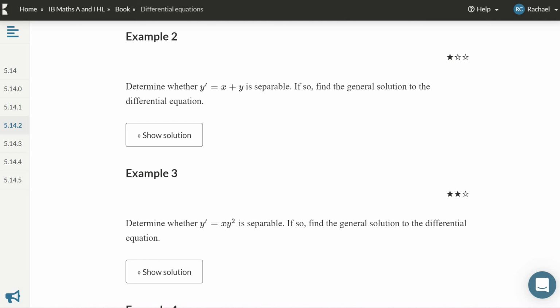Here, determine whether y prime equals x plus y is separable. If so, find the general solution. I think it's safe to say, remember, it's separable if you can write dy dx equal to f of y times g of x. So you have to have a unique product between the two variables. And here we don't have that, so you know it's not separable.